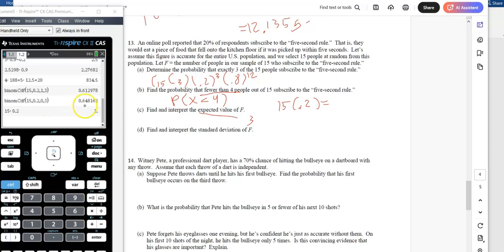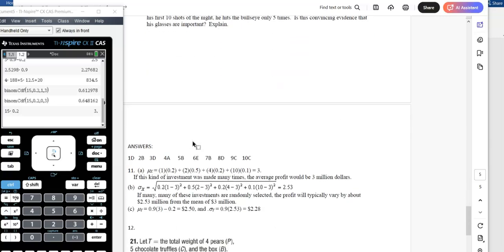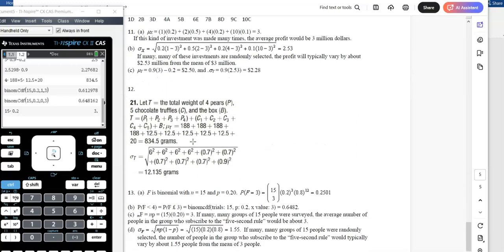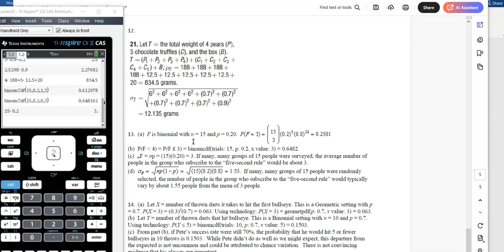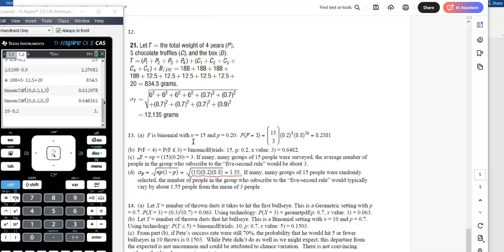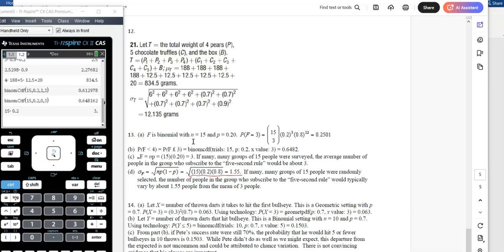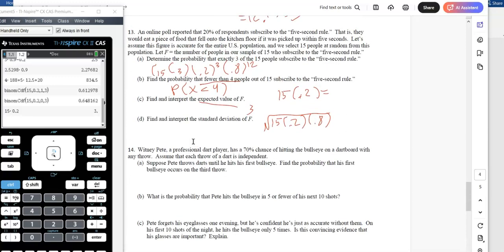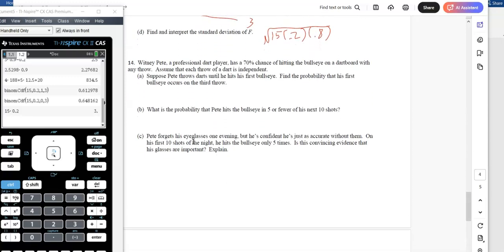How to interpret the standard deviation of F. So square root of NPQ: 15 times the probability of success, 0.2, times 0.8, whatever that is. If you do part D, let's see if we have that one. Yeah, they typed it in right there and they got 1.55. If many groups of 15 were randomly selected, the number of people in the groups who subscribe to the 5-second rule would typically vary from the mean by about 1.55.